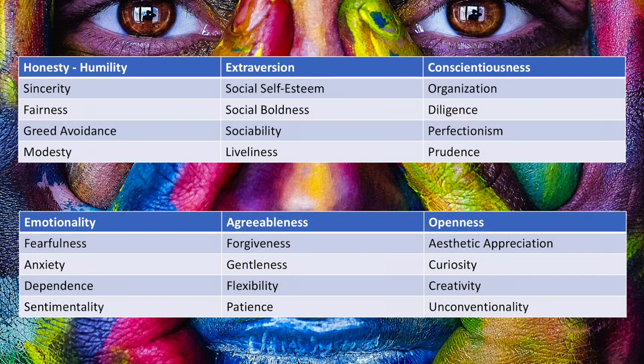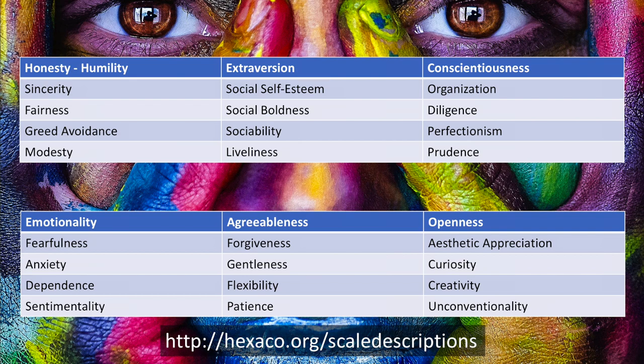So let's talk about each dimension real quick. It's honesty, humility, extroversion, conscientiousness, emotionality, agreeableness, and openness. And below each dimension, you see four key terms, and those four key terms are what this one dimension consists of. That's giving you a very broad overview. If you want to read about this a little bit closer, I'd advise you to read that on hexaco.org/scale-descriptions. They give you a very quick but still deeper overview about each dimension, you can see it here on the slide, and they do this very well. I couldn't do it better, and that's why I just don't want to waste your time. You can read that up there.